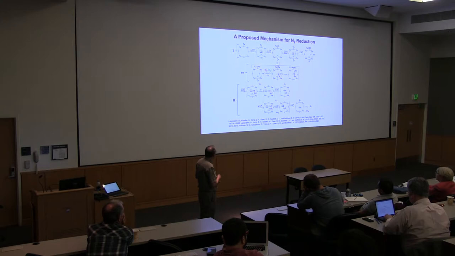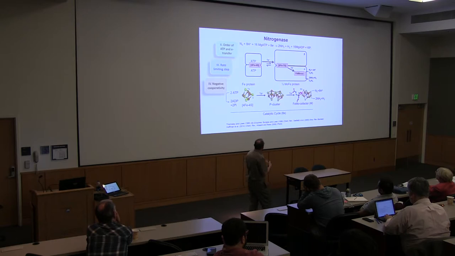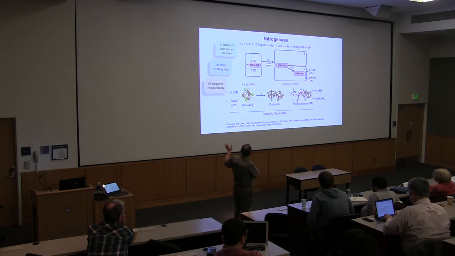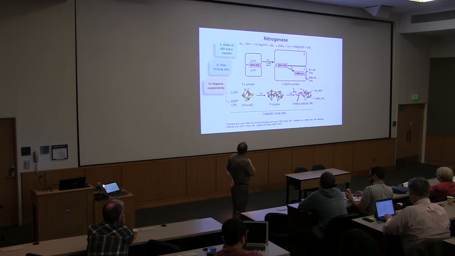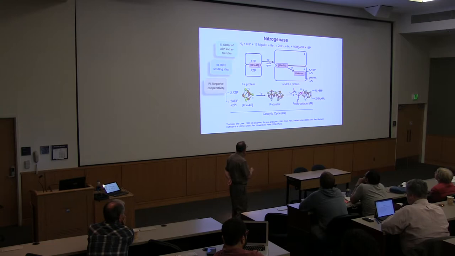Okay, so that's the first little piece about this. Now, the last three pieces, these will go faster. And that has to do now with thinking about the energy side of things. Over here on the iron protein side, the need for all this ATP. And what I want to address are these three topics here: the order of electron transfer and ATP hydrolysis, the rate limiting step in this 300 milliseconds or 200 milliseconds these proteins are together, and then this idea of negative cooperativity.